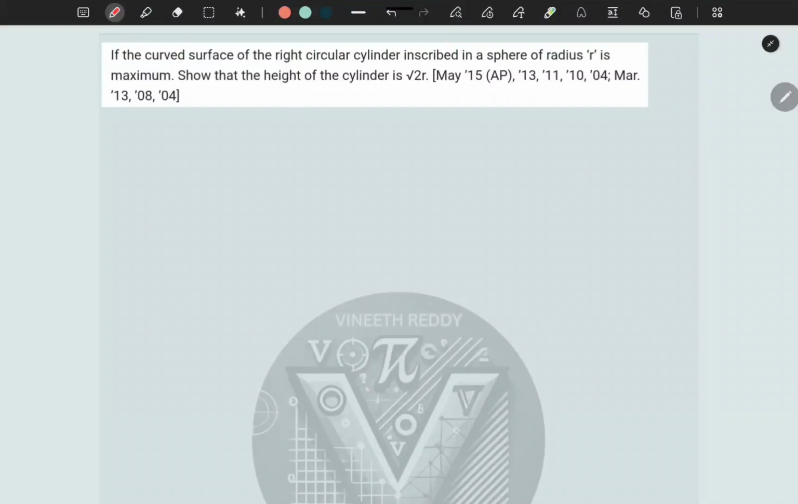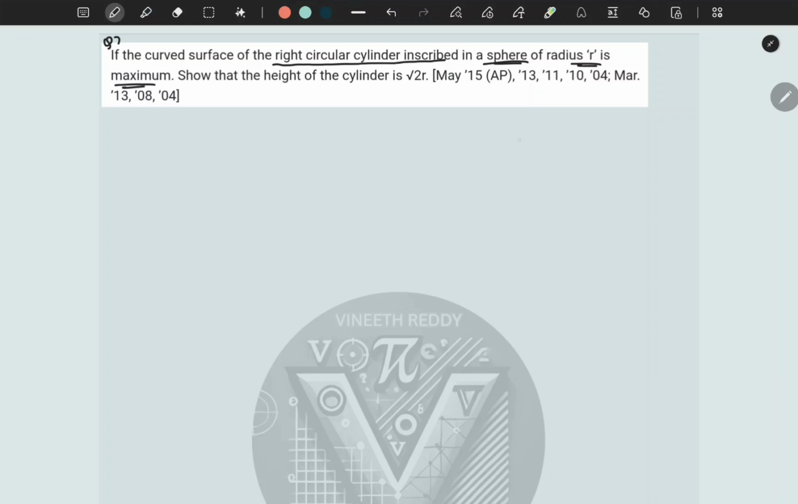Now this is Maxima and Minima Part 2. Before watching this video, I recommend all of you to kindly watch Maxima and Minima Part 1, right? So this question says, if the curved surface area of the right circular cylinder inscribed in a sphere of radius r is maximum, show that the height of the cylinder is root 2r.